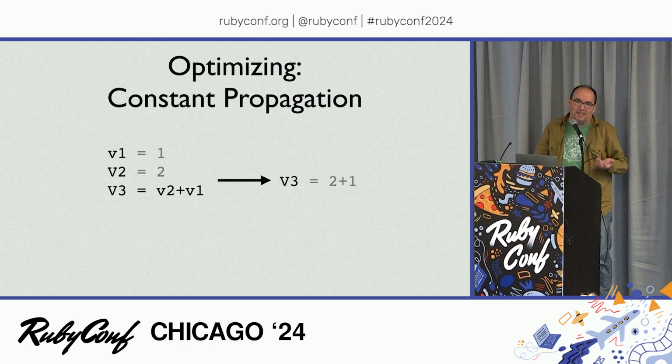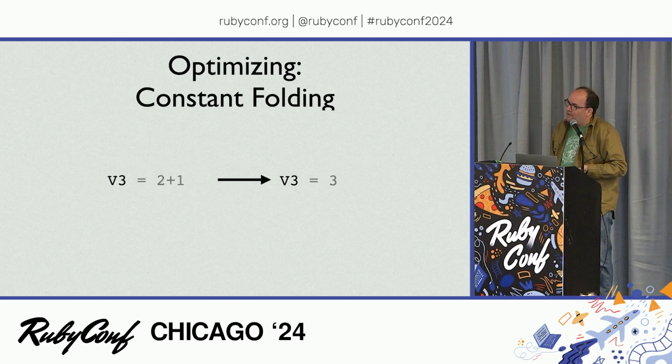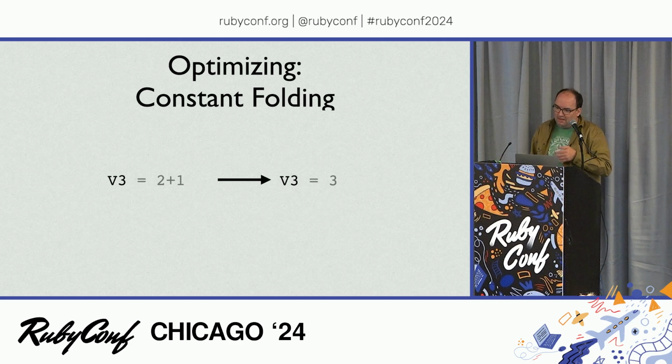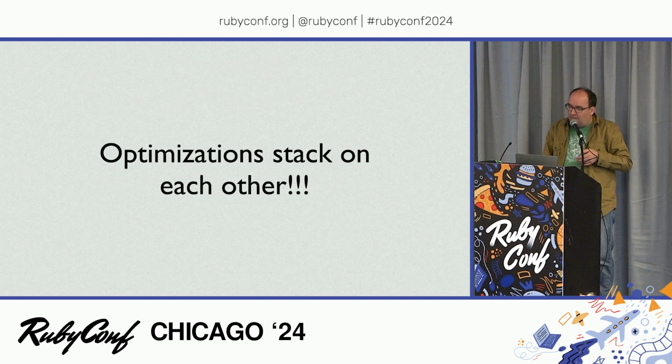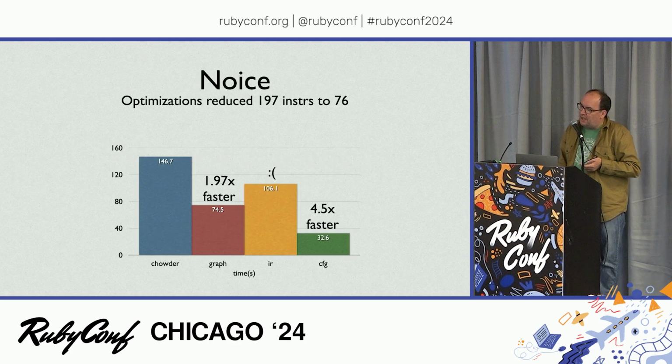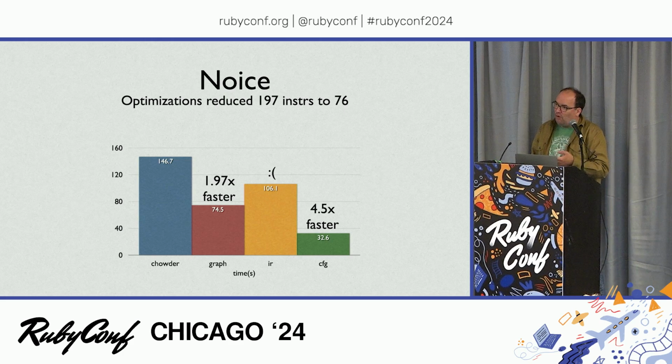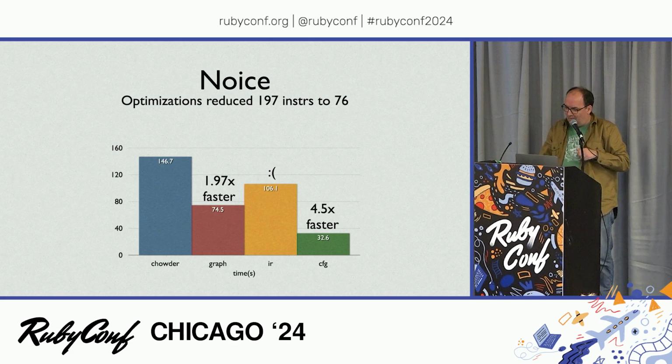And now you're looking at that and you're thinking, why would I do 1 plus 2? I can just constant fold that into a single assignment because I know 1 plus 2 equals 3. And all these optimizations keep stacking on each other. And luckily, Piet uses tons of pushes and pops. So I was able to reduce the number of instructions from 197 down to 76. Now it's 4.5 times faster than the original. It's more than twice as fast as the graph interpreter, so hooray me.